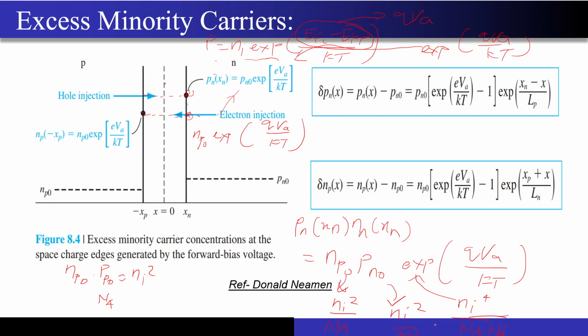Yeah, so at the edge you generally find the concentration like this. If you want to find out the product of n and p at exactly this space charge edge, you generally find it like this, right? Okay, so I have this. Yeah, no issues. Yeah, sure.